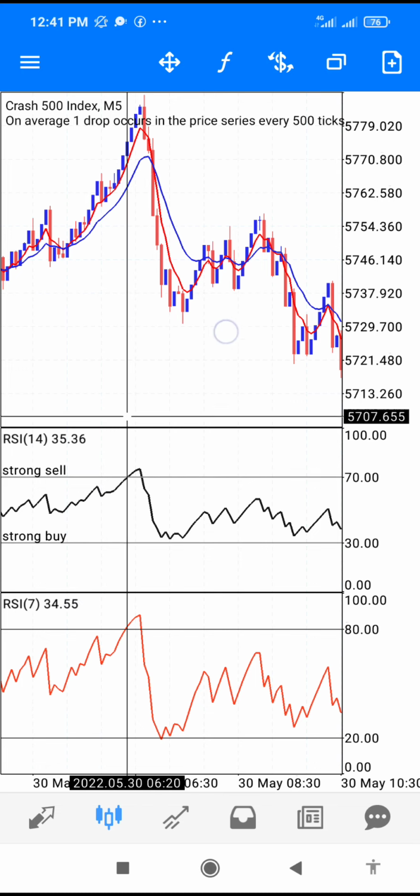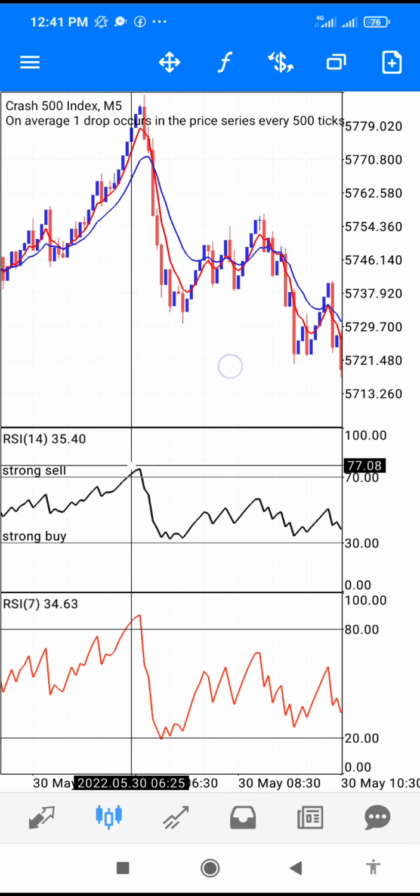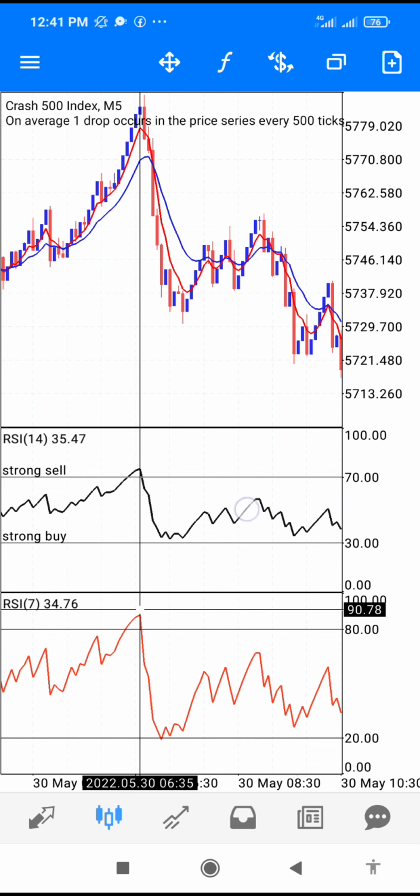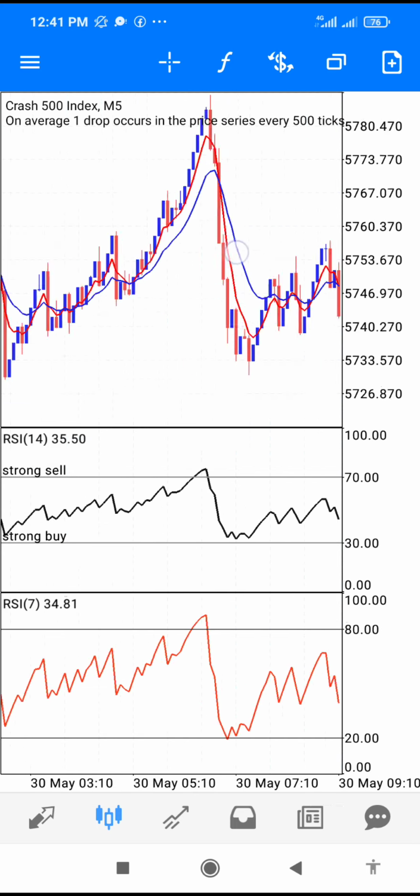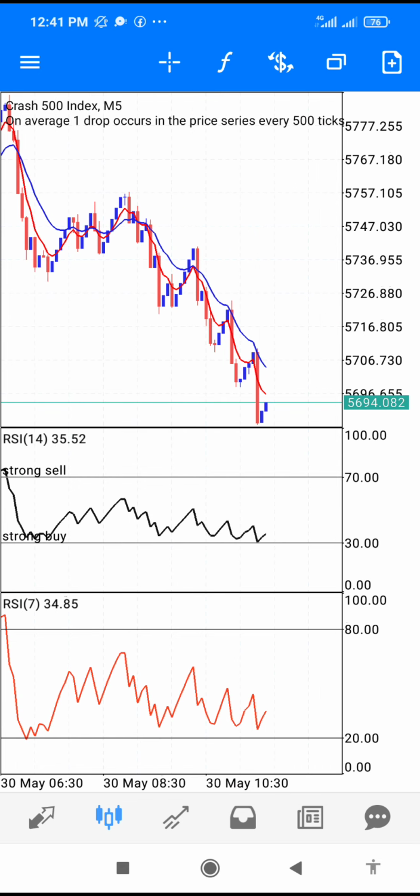So you see here, it was above 70, you sell. Above 80 here, it was a good sell for today on Crash 500. If I had seen this on time, I would have taken it.